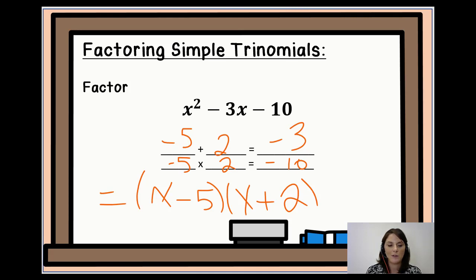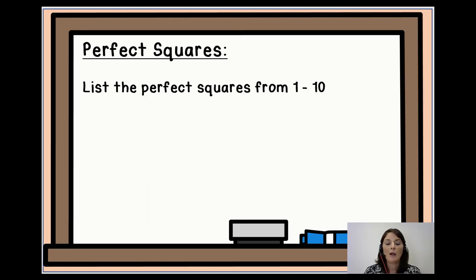All right, next example. So now we're going to look at factoring something called perfect squares. So before we go ahead and factor perfect squares, first we need to recall, well, what are perfect squares? So go ahead and make a list of squares from 1 to 10. So for example, 1 squared equals 1, 2 squared equals 4, and so on. Go ahead.